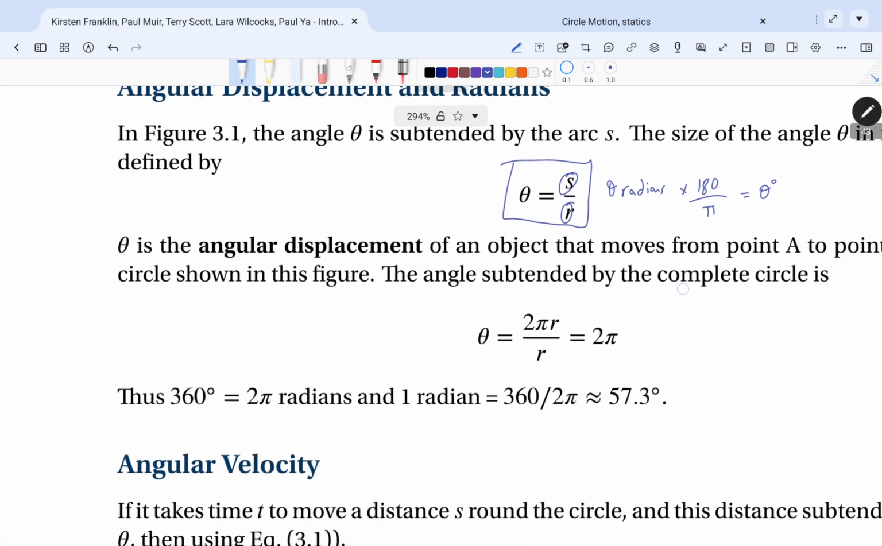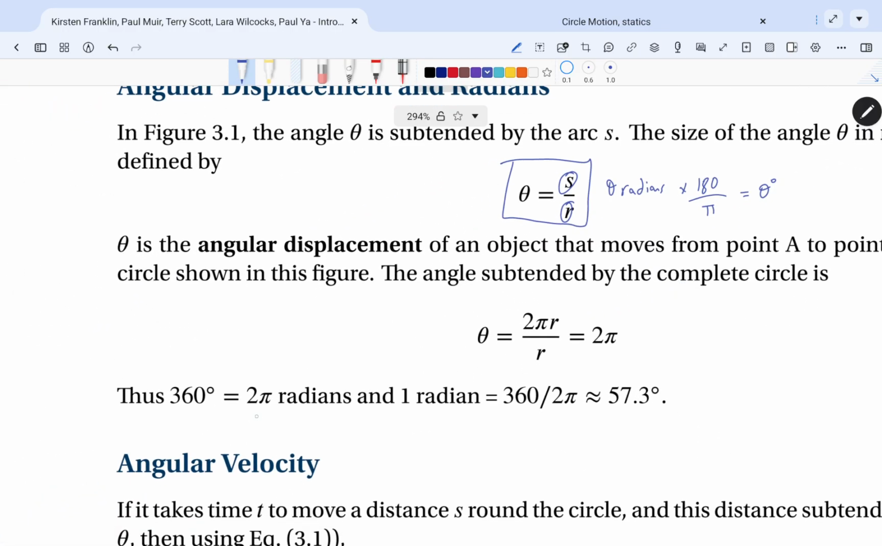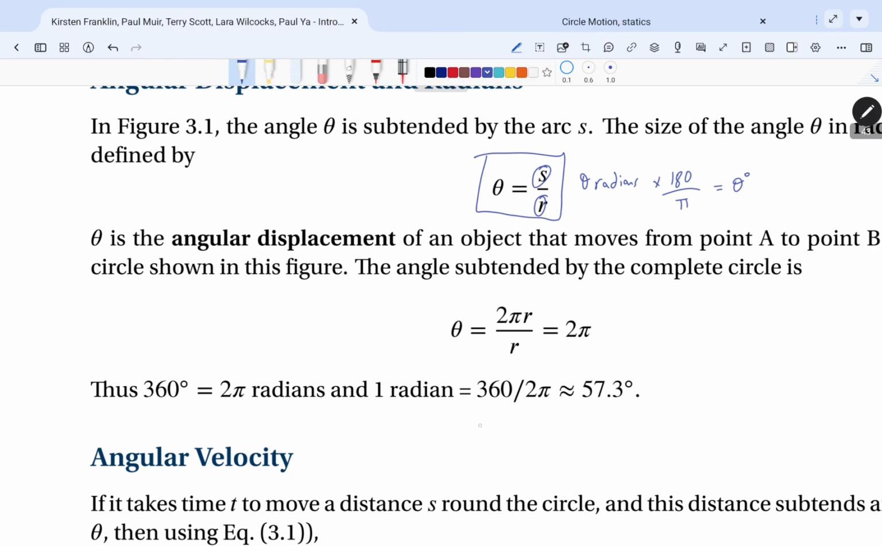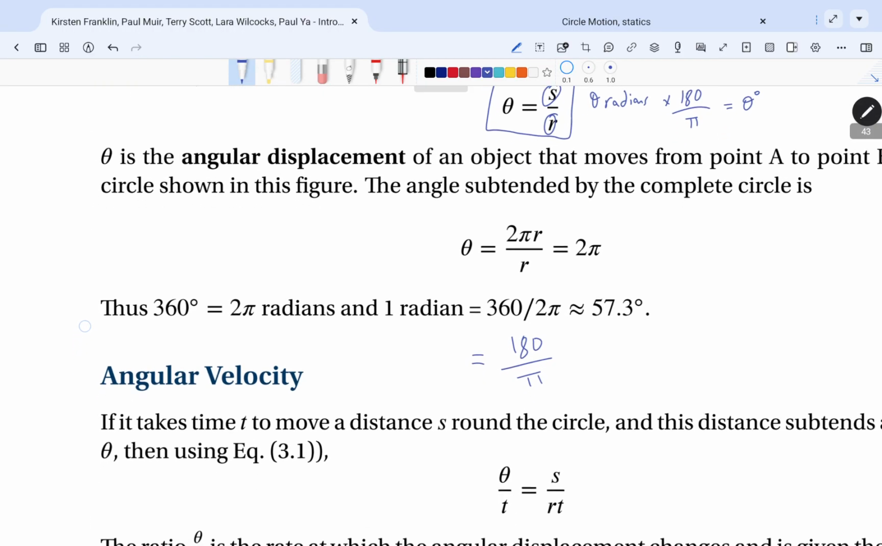And that's written right here. 360 degrees equals 2 pi radians. And so 1 radian equals 360 over 2 pi, which is 57.3 degrees. What's 360 over 2 pi? That equals 180 over pi, because 360 divided by 2 is 180.